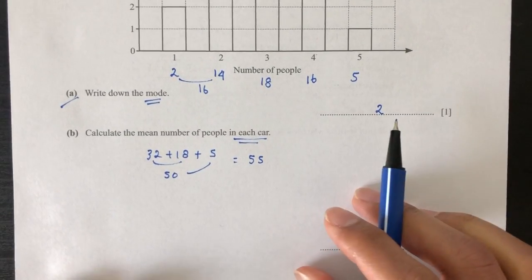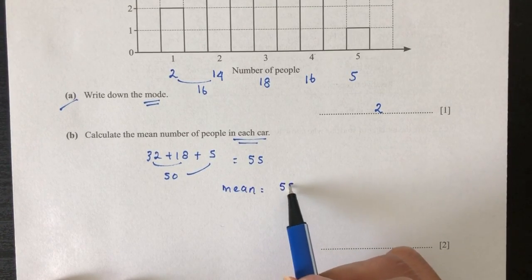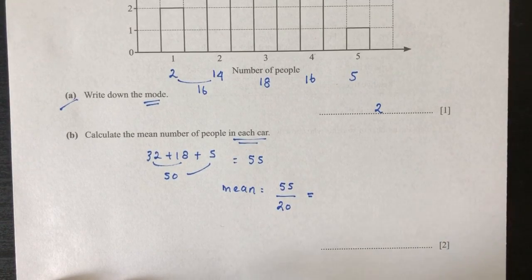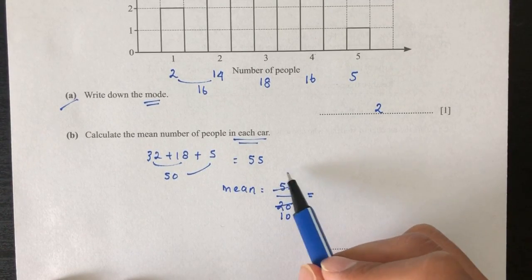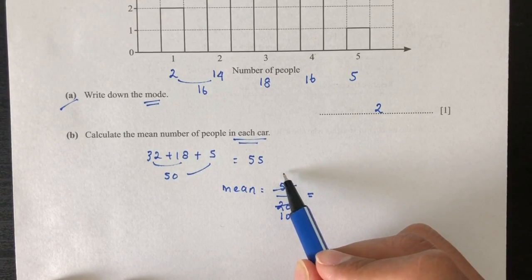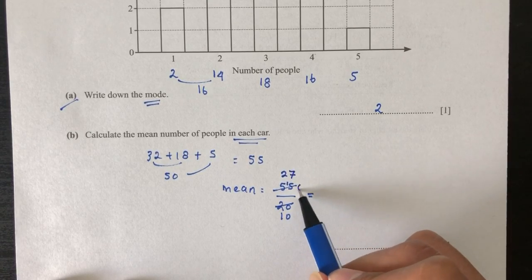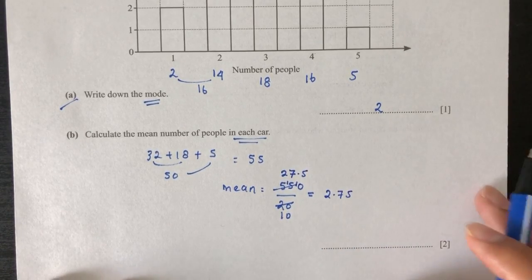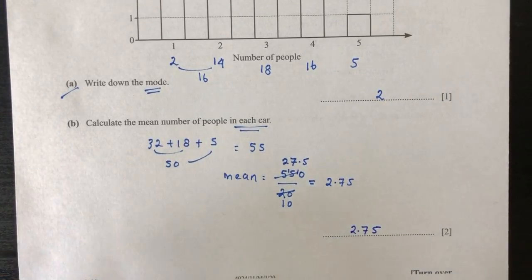So now for the mean, that will be 55 divided by the number of cars, which is 20. So we can divide by 2. That will be 10. Divide by 2, that will give you 2 here, 1 here. That will give you 7 here, 0, 1.5. That will be 2.75. So the answer is 2.75 people in the car.